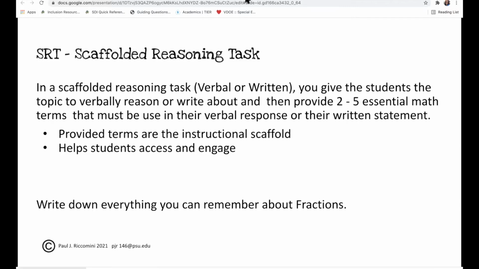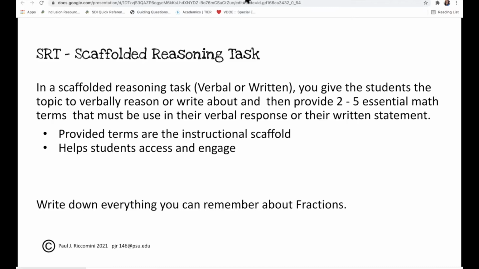And I say, I want you to write down everything, because I'm leaving this wide open for them, that they can remember about fractions. And I provide those 5 words. Now, I've provided them with those 5 words, scaffolding that out. You've got to use 2 to 5 of them, or I say you've got to use 3. I use 3 of the 5 words. And so the student then tells me what they can remember about fractions in a writing.